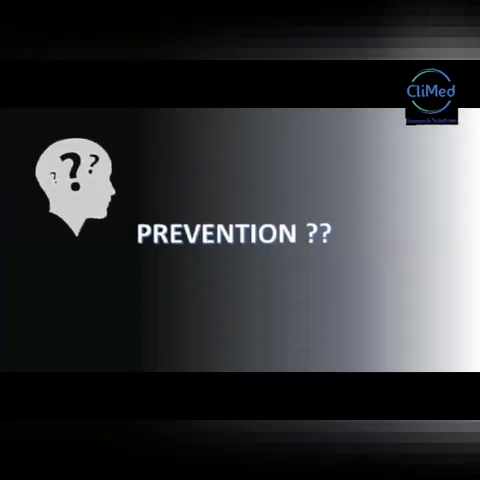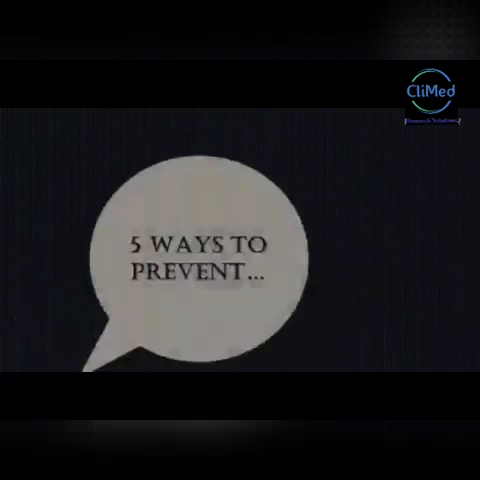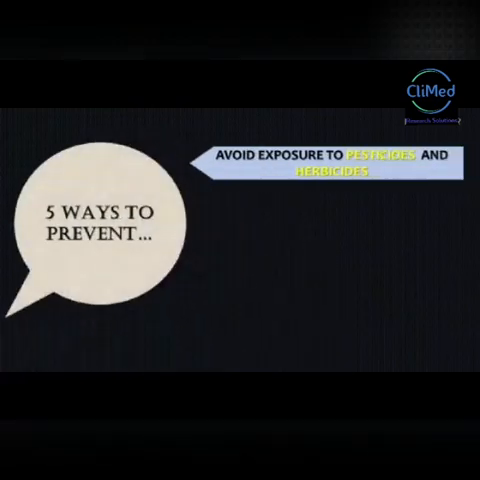So now, how do you prevent it? People who are not suffering with Parkinson's disease want to prevent the disease in future. The 5 ways to prevent the disease: firstly, avoid exposure to pesticides and herbicides. If they are working in factories or industries, they should be completely protected from these harmful chemicals.